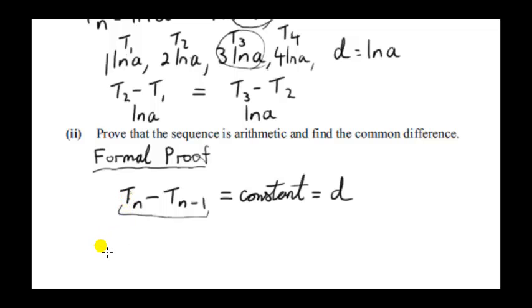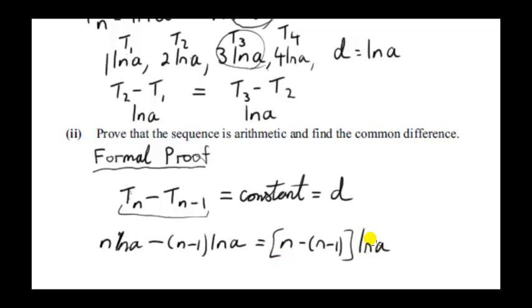So the nth term is n ln a. That's what we were given, of course. Now what's the n minus first term? Well, we just replace n with n minus 1. So we just have this here with n minus 1 in for n. We can factorize out ln a here. So we get n minus (n minus 1), all multiplied by ln a. If we factorize out the ln a, and solve what's inside the bracket, the n's disappear, and we're left with 1 times ln a, or just ln a.